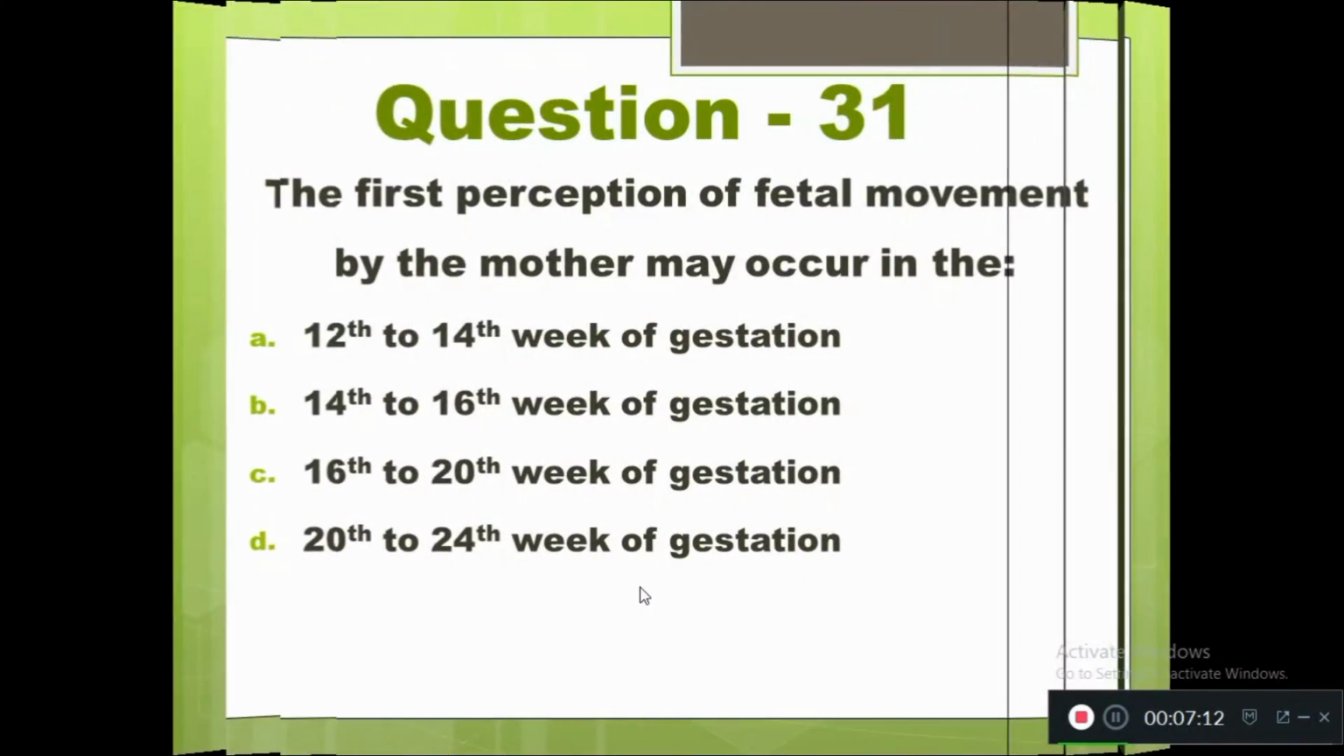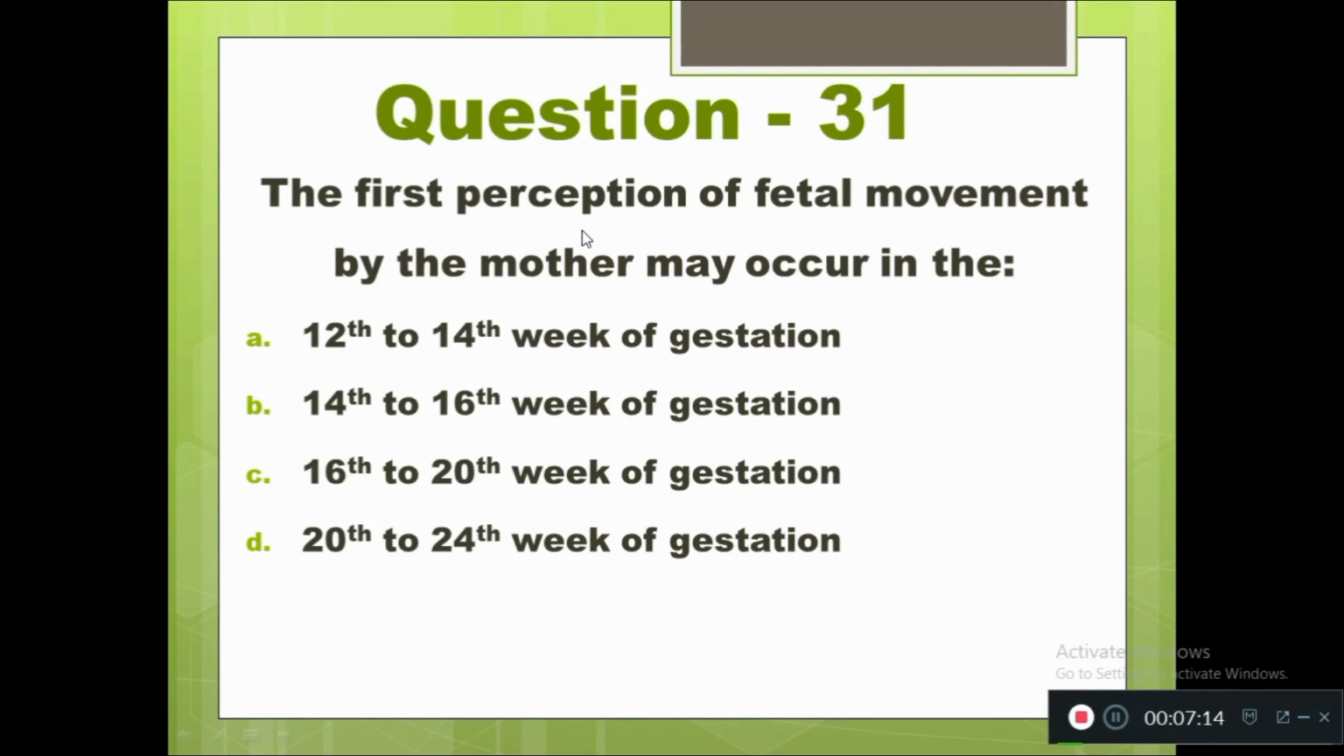Question number 31. The first perception of fetal movement by the mother may occur in the option A 12th to 14th week of gestation, option B 14th to 16th week of gestation, option C 16th to 20th week of gestation, and option D is 20th to 24th week of gestation.